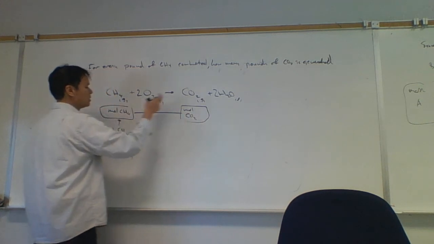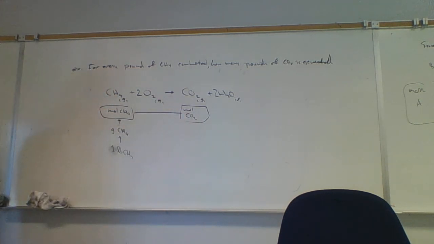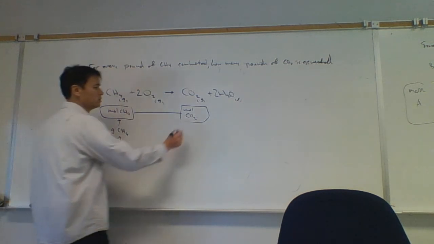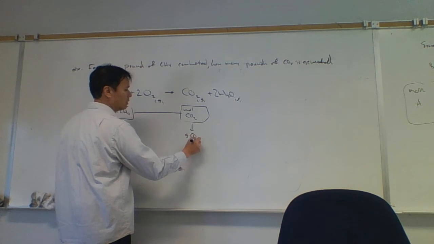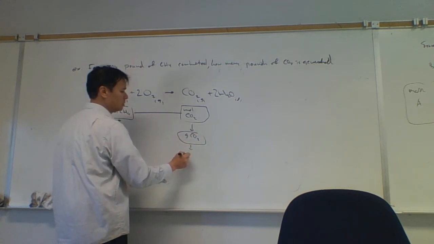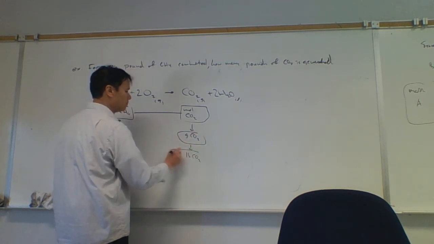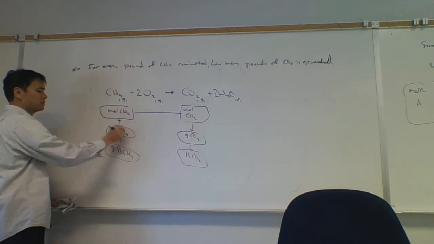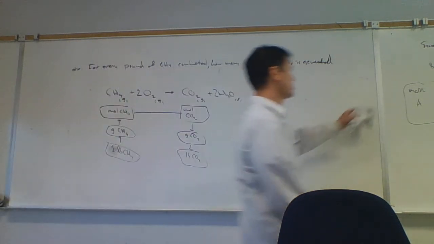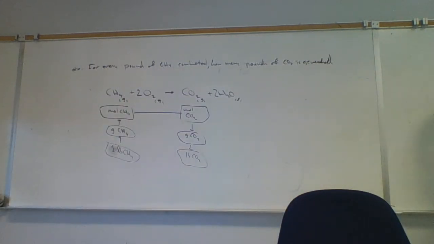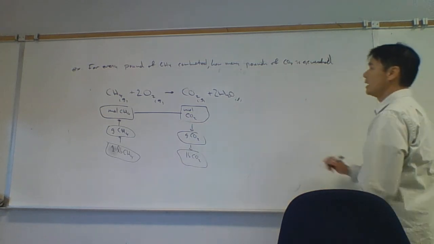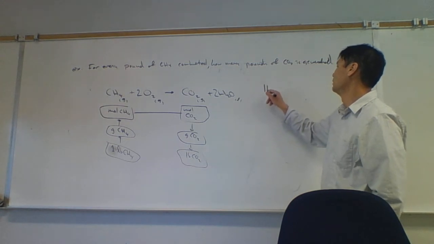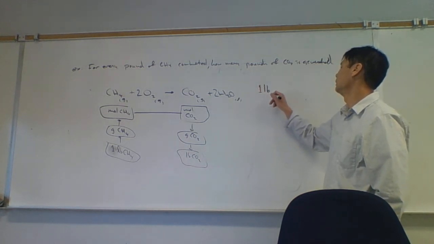It's a 1-to-1 mole ratio. So 1 mole of CO2 forms for every mole of CH4 combusted. And then from moles of CO2, we're going to go to grams of CO2. And then from grams of CO2, we'll go to pounds of CO2. And so this is just the dimensional analysis. So we're going back to dimensional analysis here that we talked about earlier. And so our given here is 1 pound. And so we'll start off with that. 1 pound of CH4.